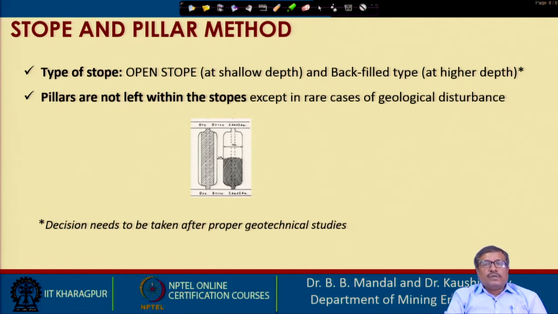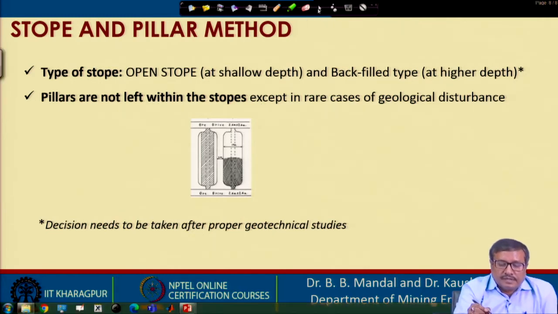So, what we do at higher depth, when we have deeper mines, maybe more than 500, 600 feet, then we go for the backfill type, which is not open, this is completely filled. No pillars are left within the stope. Whatever you see here, this part is one stope and this is one stope. So, here we do not leave any pillar inside the stope.